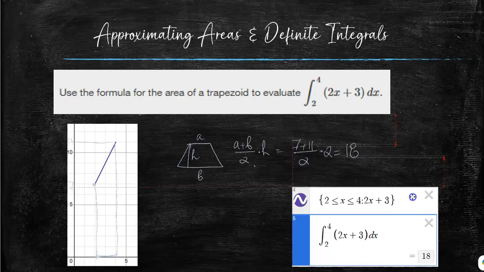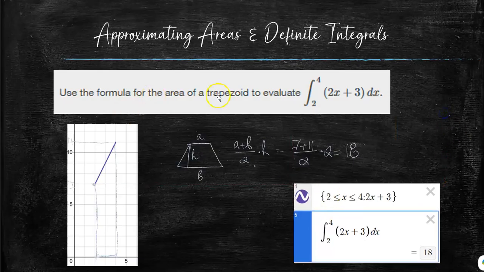This is what we get in Desmos. So we found the integral. Congrats, right? So we are doing something very, very meaningful using the notation that we just learned. It's called definite integrals.